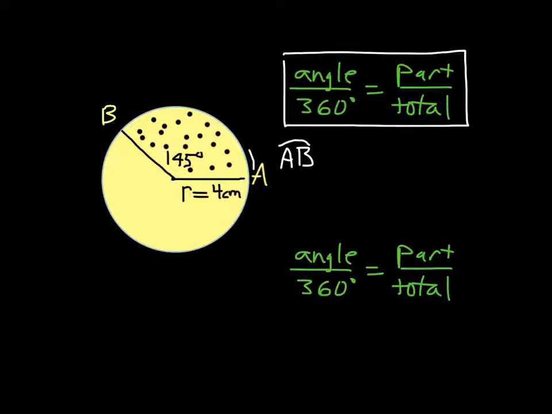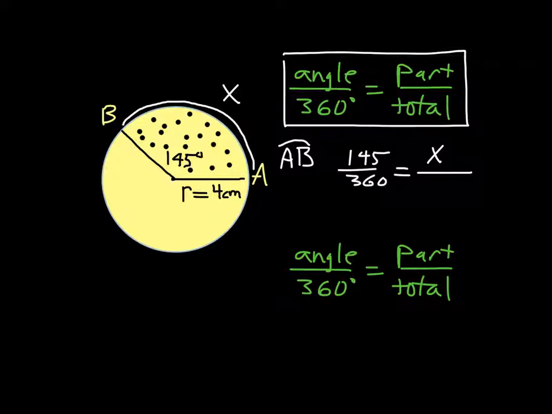To figure out how many centimeters it would be traveling on the circle from A to B, I'm going to follow the formula there in green and do the angle over 360 is equal to the part that I want over the total that's there. The part that I want is x. The grand total would be how far it is from A all the way back to A again.